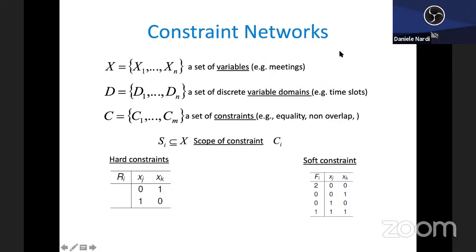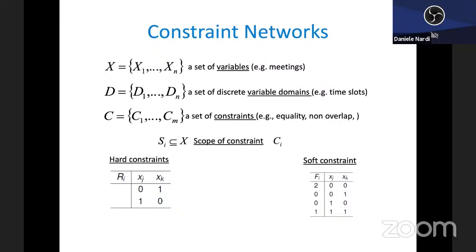Okay. So what is a constraint network? We already know, right? Because it's the same definition that we found for constraint satisfaction problem. So we have a set of variables, we have a set of domains, one for each variable, where a domain specifies which are the values that the variable can take. And then we have a set of constraints that are relations among variables, okay?